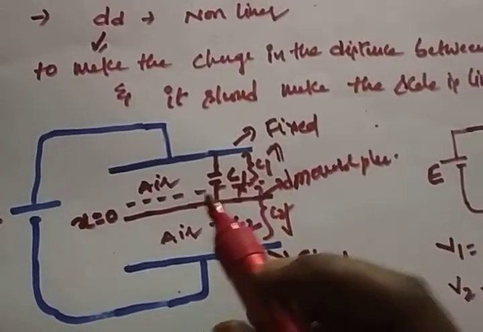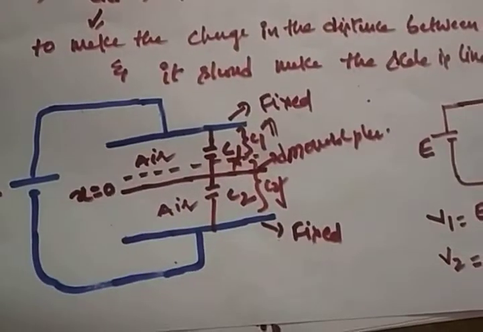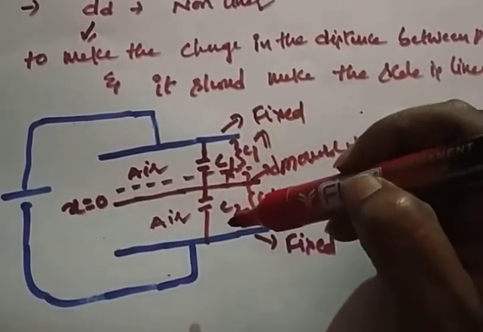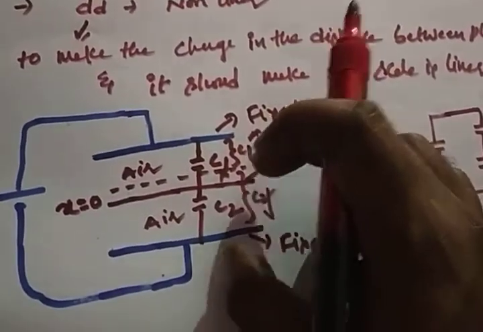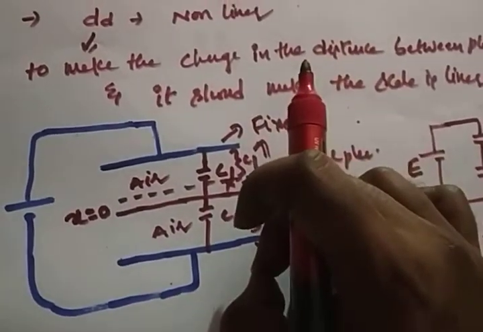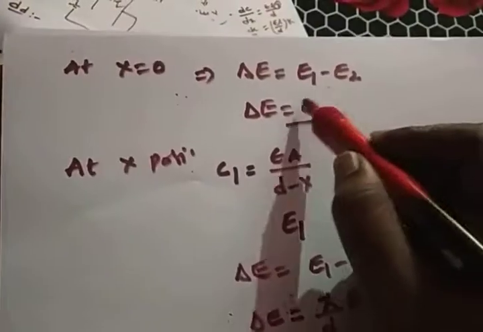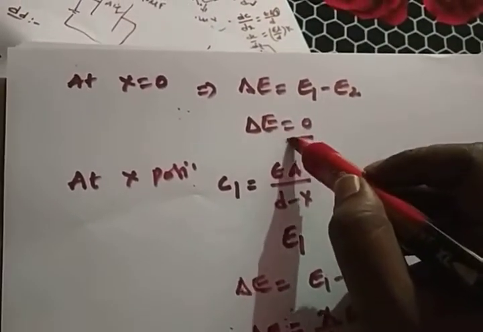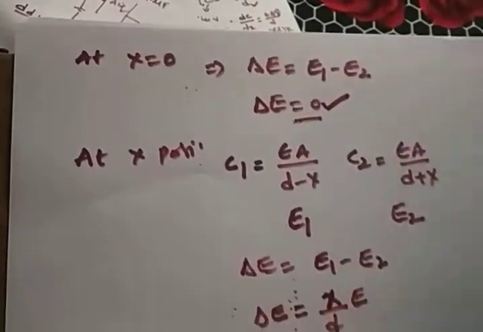Initially the position is at zero. I am not changing the position, right? So is there any capacitance change? There is no capacitance change, which means the voltage is constant. So it is a differential capacitive transducer. What about the change in voltages? E1 minus E2. So what is the change in voltage? Delta E is equal to 0. Now you are not changing your capacitance, not changing your voltage. Delta E is equal to 0.